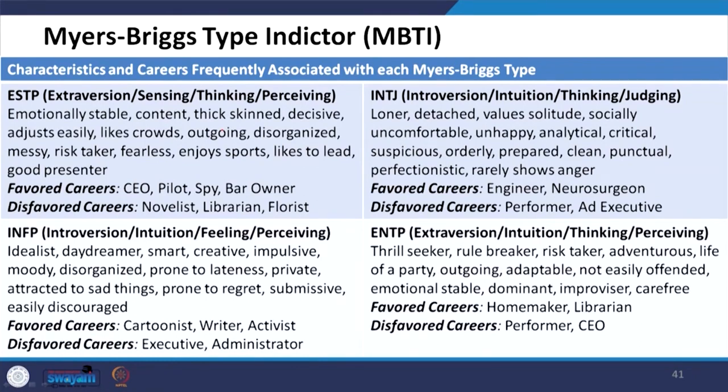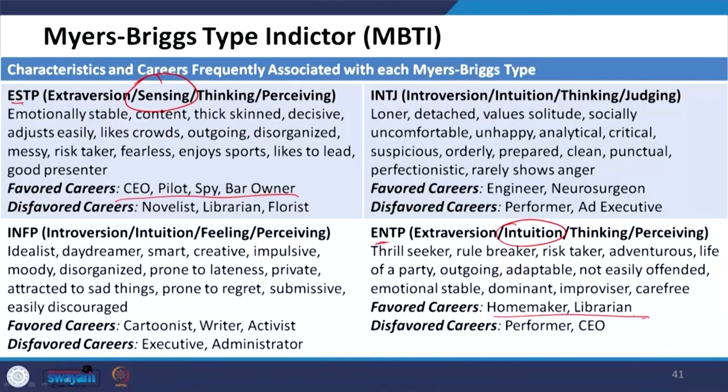Now, another type of personality typologies frequently associated with each. So, here is ESTP and ENTP. Whenever we are talking about extroversion, sensing, thinking and perceiving, and when we connect it with extroversion, intuition, thinking and perceiving, that is the ENTP, while here it is the ESTP. As soon as you change sensing with intuition, you will find the jobs are changing. If you have sensing, the favored careers are CEO, pilot, spy, bar owner and like this. These favored careers are novelist, librarian and florist. While in case of the ENTP, what have you changed? You have changed only intuition, and you see a totally professional change, that is homemaker, librarian, these different types of professions.